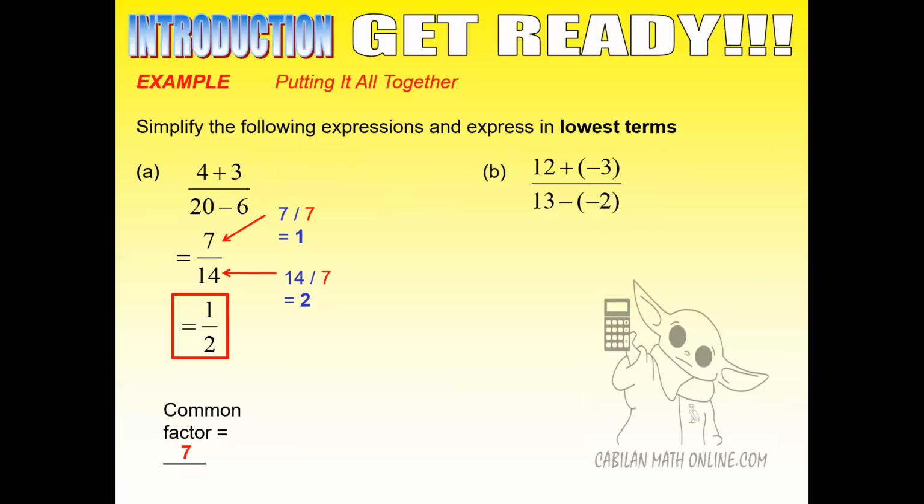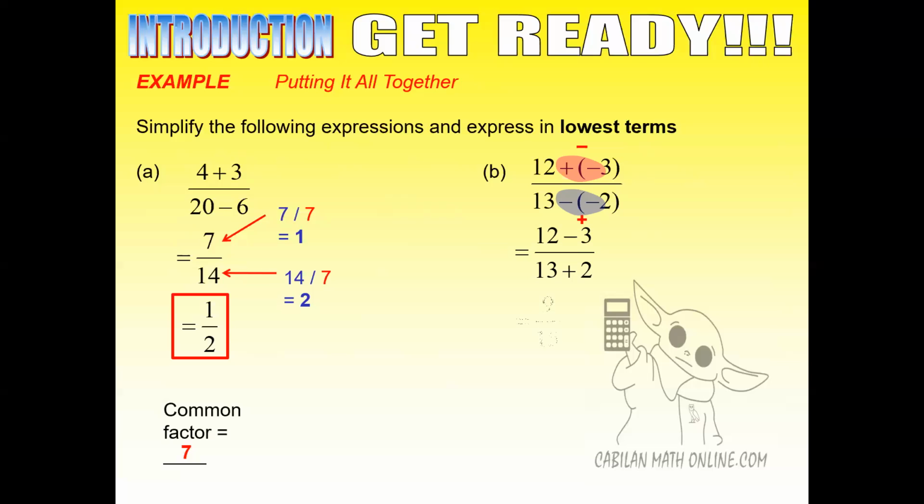So for part B over here, we have 12 plus -3 in the top and 13 minus -2 in the bottom. For the top part, we're just going to clean this up first. Remember, anytime you have a combination of a positive and a negative, that always changes to a negative, which changes that to subtraction. And when we have two negatives, that changes itself to a positive, which then becomes addition. So I'm just going to rewrite that in the next line to clean things up as 12 minus 3 and 13 plus 2.